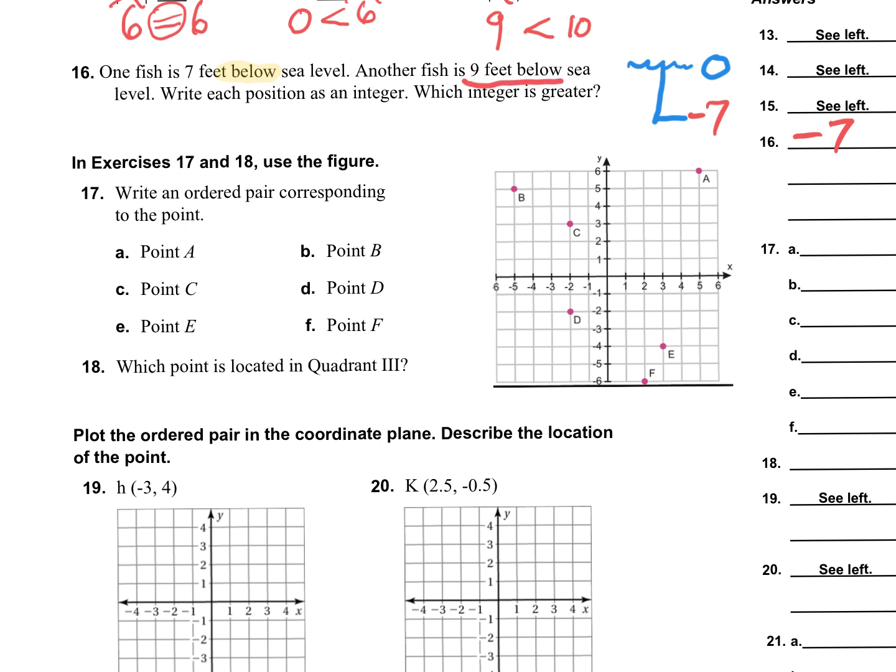9 feet below, again, I see below. Below 0 means it's negative. So that is going to be negative 9. The next question is which integer is greater? In other words, which integer is closer to 0 or warmer as a temperature? And it would be negative 7. That one is a greater integer.